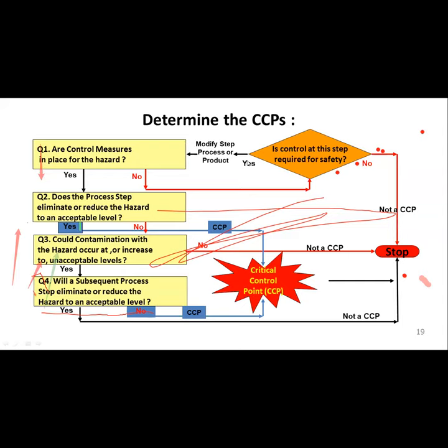If yes, then does the process step eliminate or reduce the hazard? If no, is control at this step required for safety? If again yes, then it should be a CCP. Will a subsequent process step eliminate or reduce the hazard to an acceptable level? If yes, then it is not a CCP. If no, then it is a CCP and we have to treat it as a critical control point, and every CCP should have monitoring, established limits and everything.